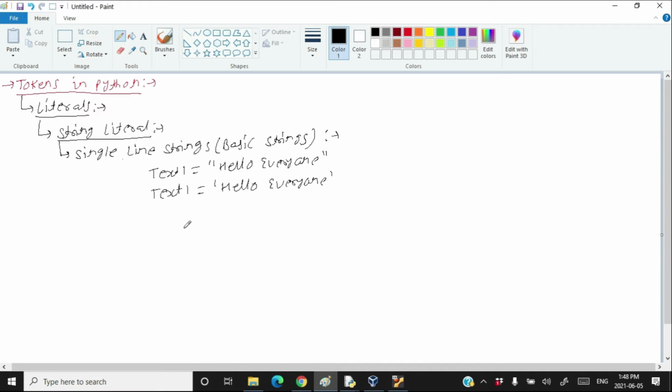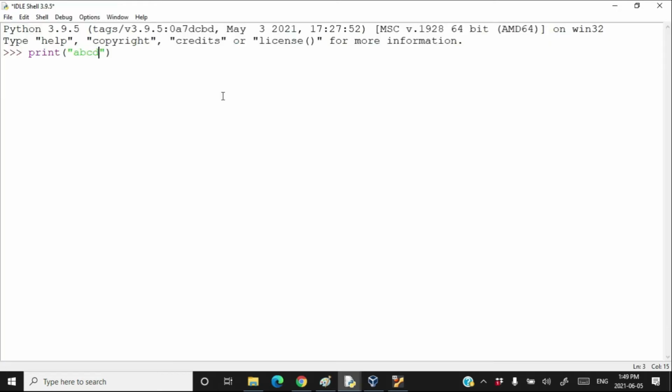What if you want to have a string having a new line character in between? What I mean here is I want to store something like text2 is equal to hello, then a new line character, enter, and then everyone. Can I type such a string in Python? Let's try it. So I want to type hello everyone. Press enter. It's printing nice. But what if I want a new line character in between the string?